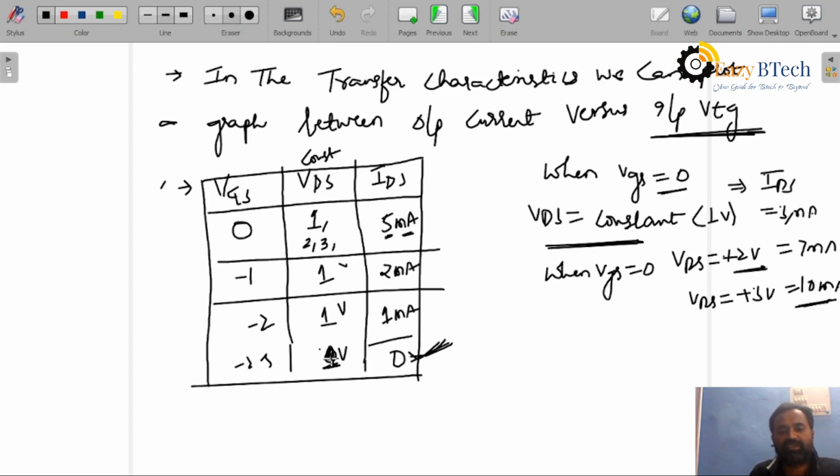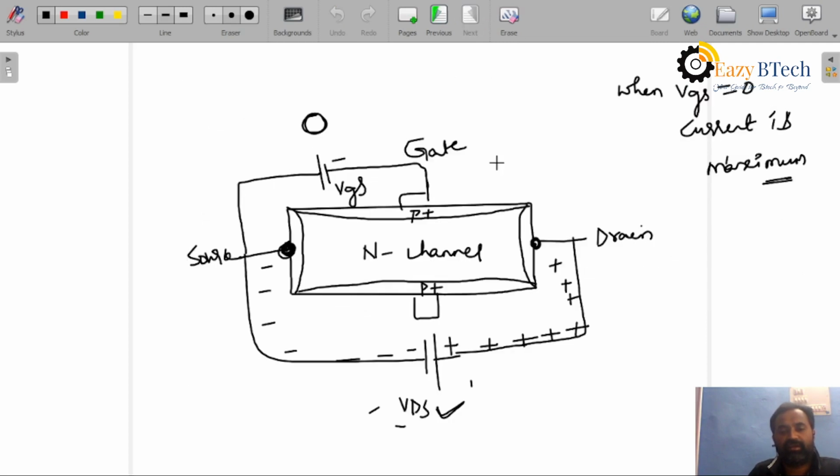Because you can see in the graph, keeping this voltage at plus 1 constant and VGS at 0, the electrons flow from source to drain, and current flows from drain to source. But as VGS is increased, the depletion region width increases. Okay, students?